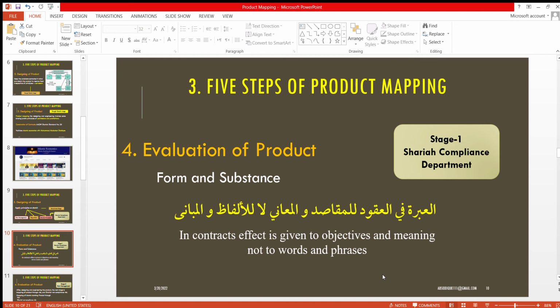So this is the main thing: when the SCD scholars analyze the product and its design, they will analyze in the light of this principle what the form of the product is and what the substance is, and they will also analyze what the consequences and results are, the impact of the product on the people.